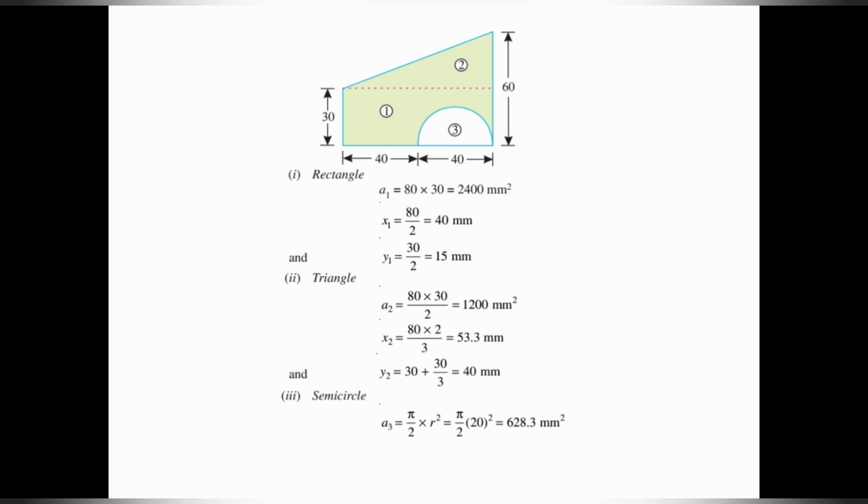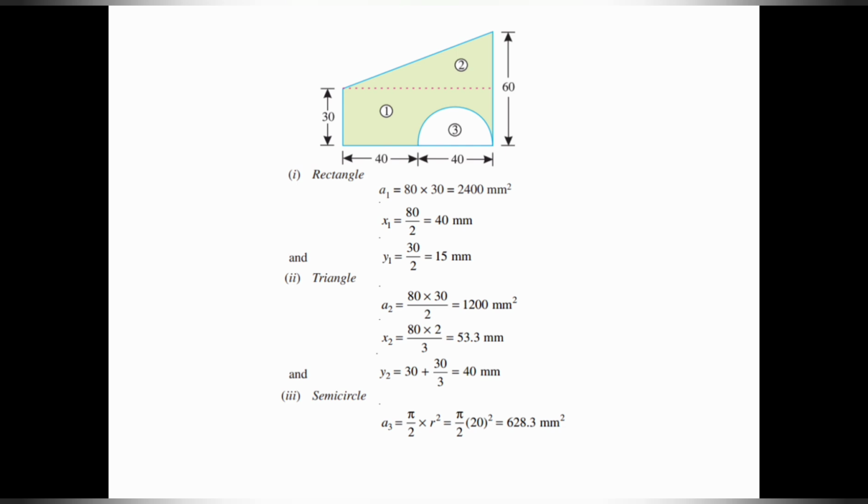Then triangle A2 equal to half BH, which will give you 1200 millimeter square. Then here x2 is equal to 80 into 2 divided by 3. Then y2 equal to 30 plus 30 by 3. Why we are adding 30 here is, if you see the bottommost portion of the right angle triangle, it is not coinciding with the x-axis of the whole composite section. That's why we are adding 30 to it. So 30 plus 30 by 3.